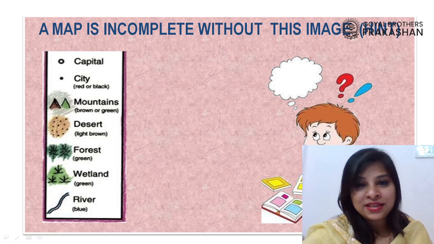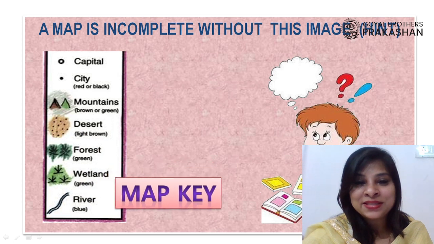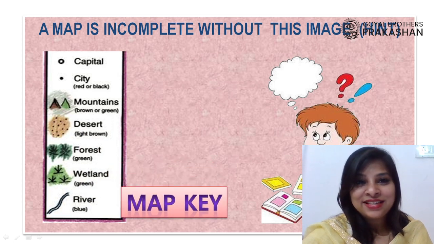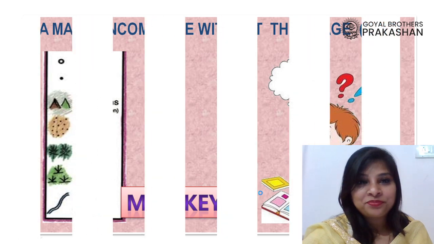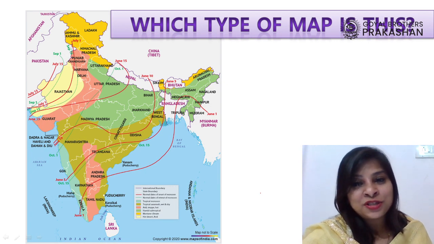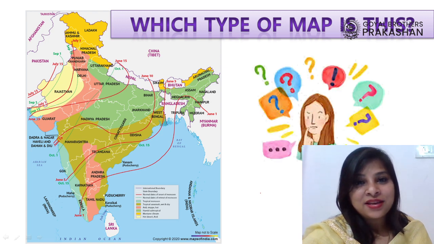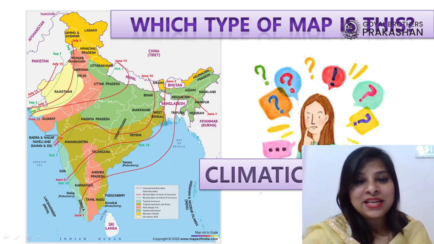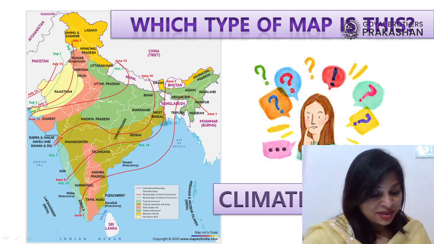Now, what is this? Can you tell me? A little recapitulation, I'm asking a few questions. A map is incomplete without this image. Now, what is this? This is a map key. Yes, correct. Now, tell me which type of map is this? We just did it in this module itself. Guess, think. It's a climatic map.